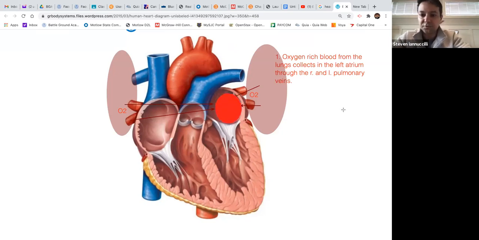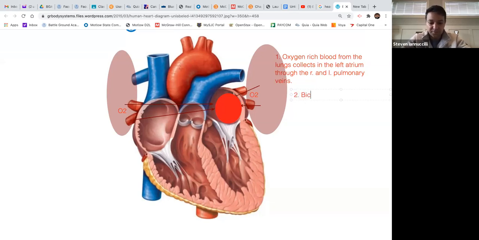Okay, so oxygen-rich blood from the lungs collects in the left atrium through the right and left pulmonary veins. So this is a collection of blood, this big red circle, that has come from the left pulmonary vein here and the right pulmonary vein here, which got this oxygen-rich blood from these two lungs. Okay, everyone follow me so far, I hope? Okay, step number two.